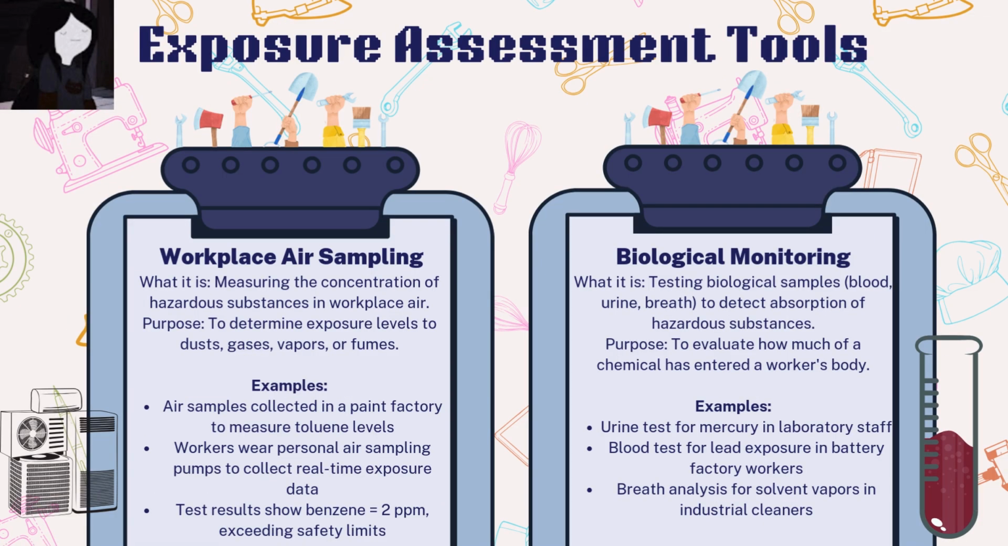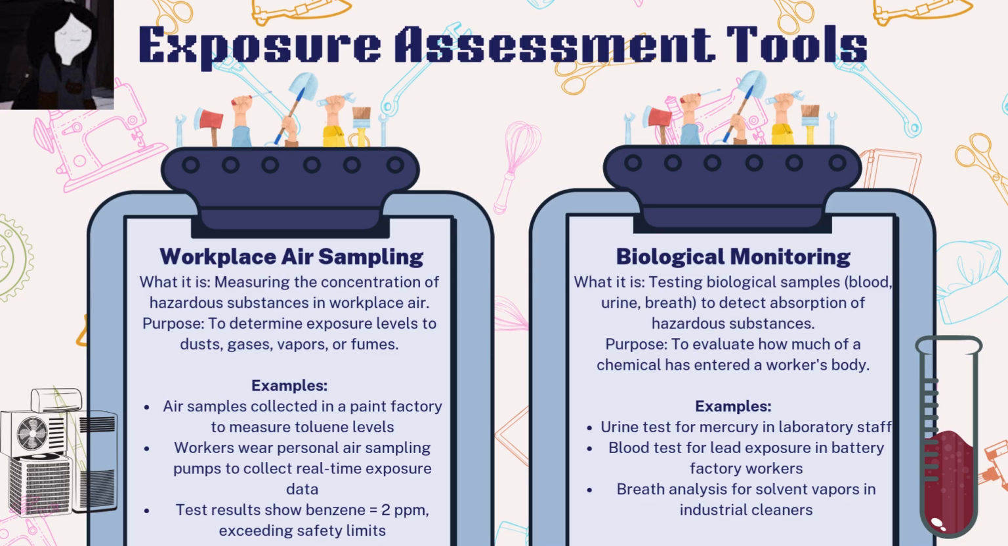Once we've identified risks, we use exposure assessment tools to measure how much of a hazard a worker is actually exposed to. There are two main types. Number one, workplace air sampling. This method measures the concentration of hazardous substances in the air. The goal is to understand exposure to dust, gases, vapors, or fumes.